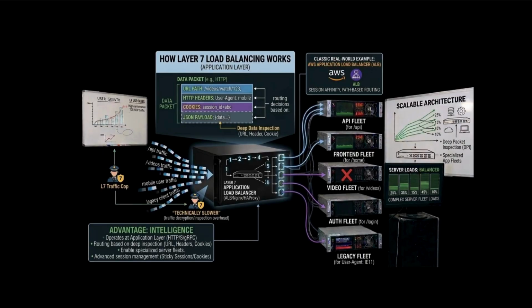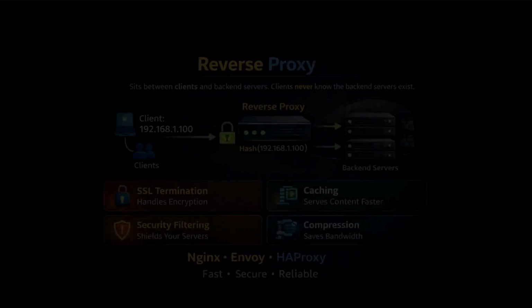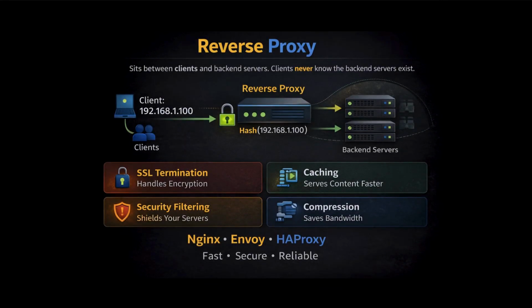Throughout this video, we've talked about load balancers, but in modern architecture, these are often a specific implementation of a reverse proxy. A reverse proxy sits between your clients and your backend servers, ensuring the clients never know the backend servers exist. Beyond just balancing load, it provides SSL termination to handle encryption, caching to serve content faster, security filtering to shield your servers, compression to save your bandwidth. Whether it's Nginx, Envoy, or HA proxy, the goal remains the same: a system that is fast, secure, and always reliable.